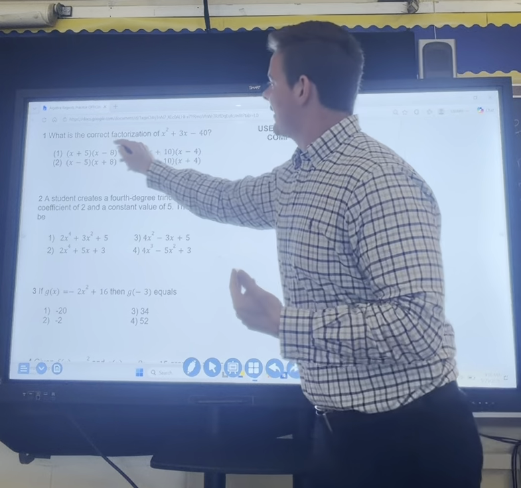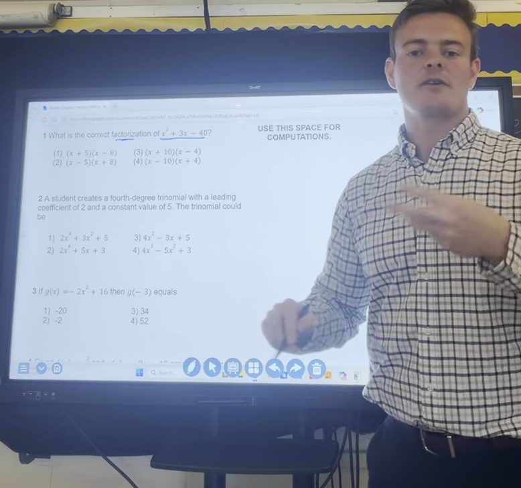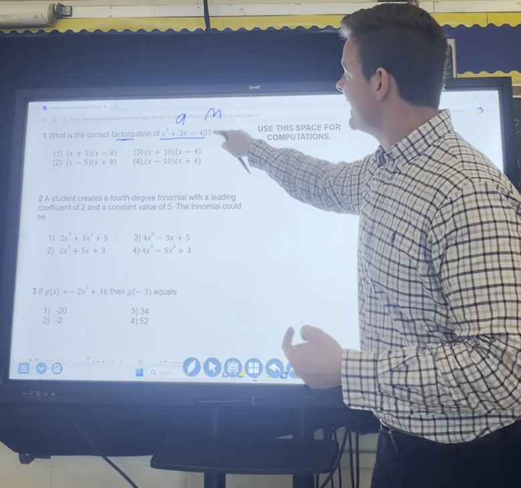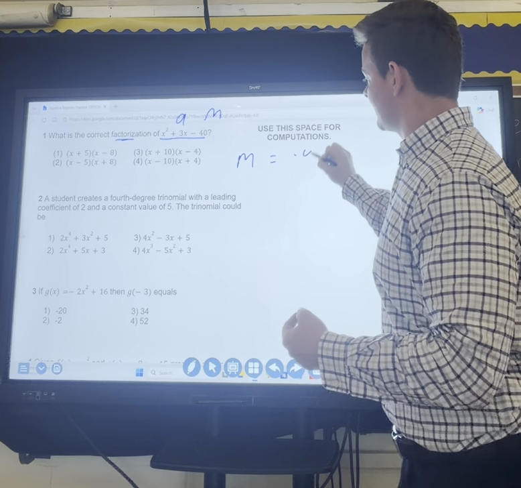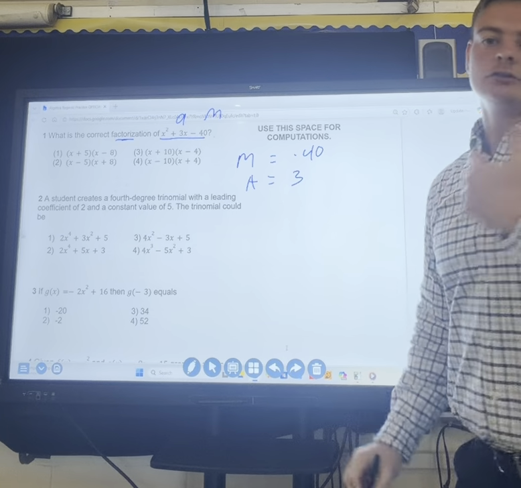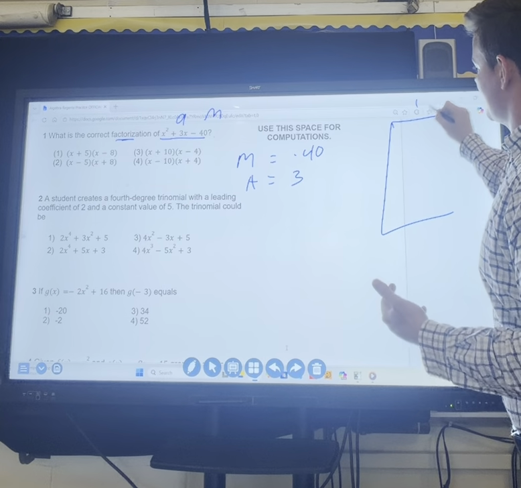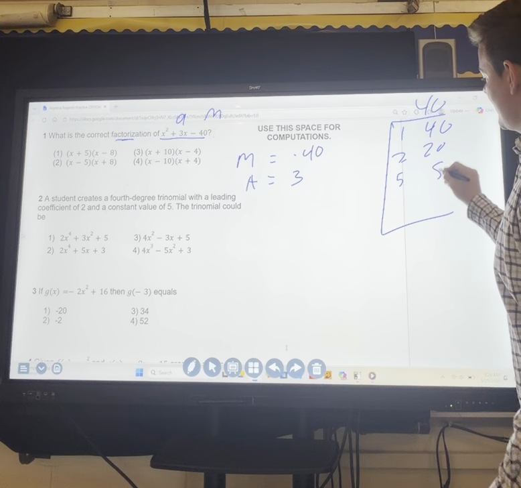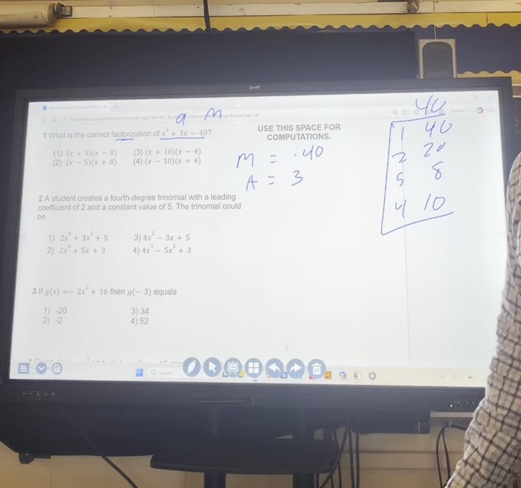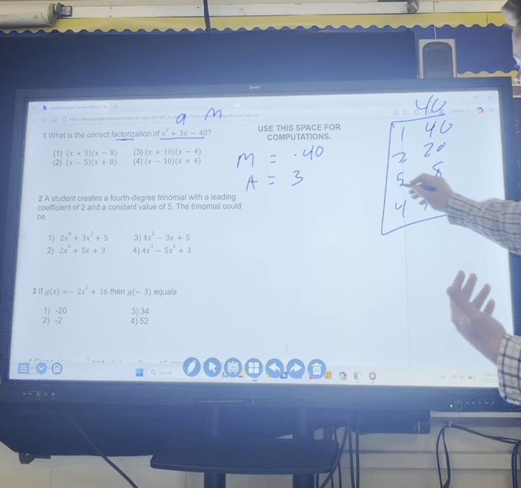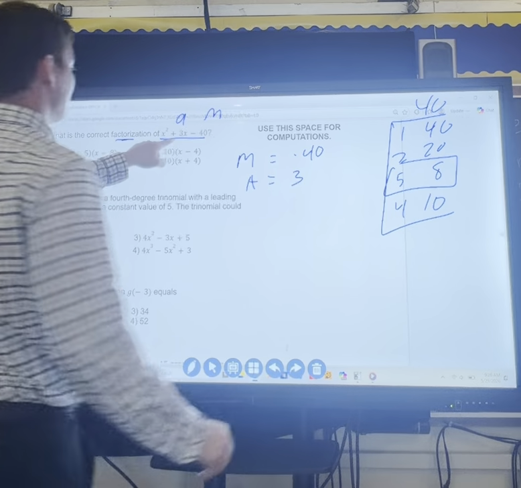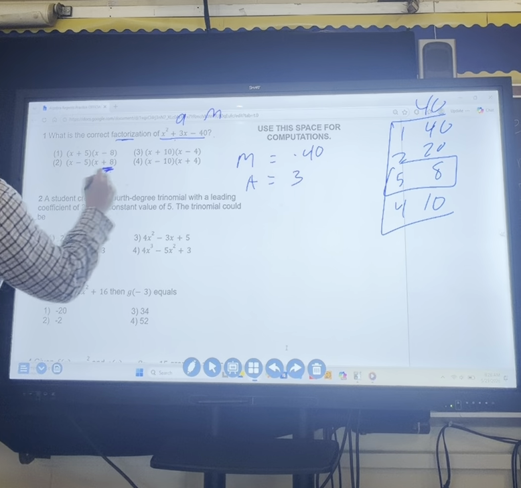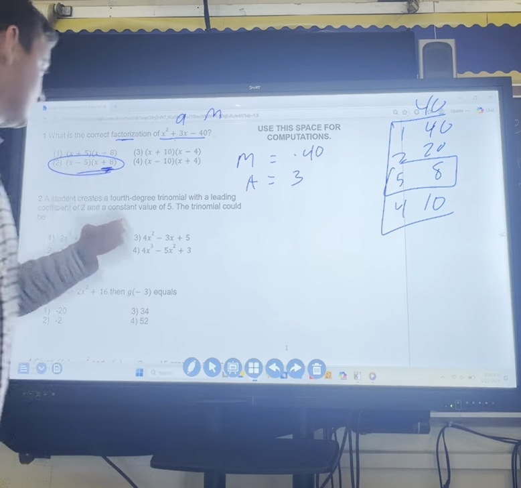Number one, I need to factor this three-term thing. Whenever I have three terms, it's A and M. I have to find two numbers that multiply to negative 40 but add to 3. So my factors of 40 are going to be 1 and 40, 2 and 20, 5 and 8, 4 and 10. I need some combo of these to get me a 3, and I see it's 5 and 8. But the important part is I have to add to a positive 3, so it must be the positive 8 and a negative 5, and that answer is 2.